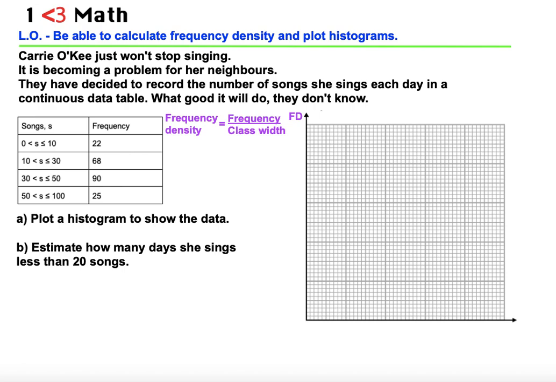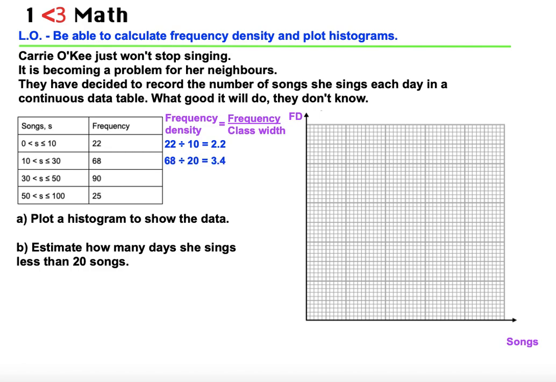So the first frequency is 22, and the class interval goes from 0 to 10, so the class width is 10. We're also going to have the songs on the x-axis. So the frequency 22 divided by the class width of 10 is 2.2.